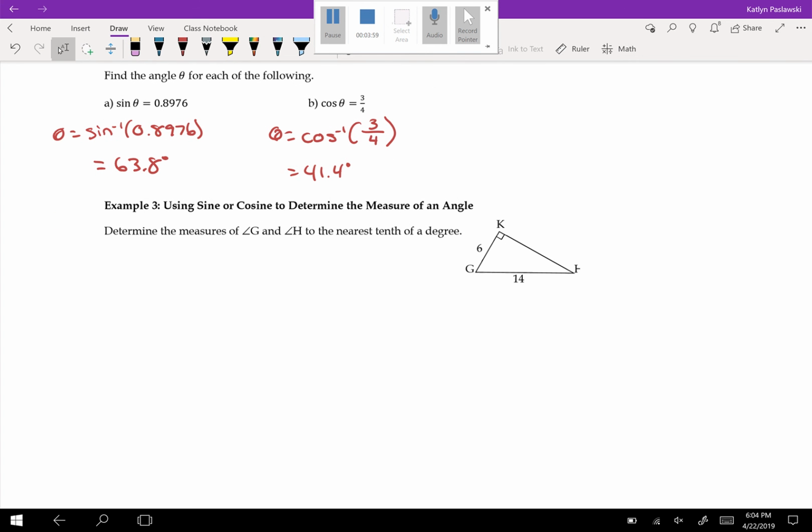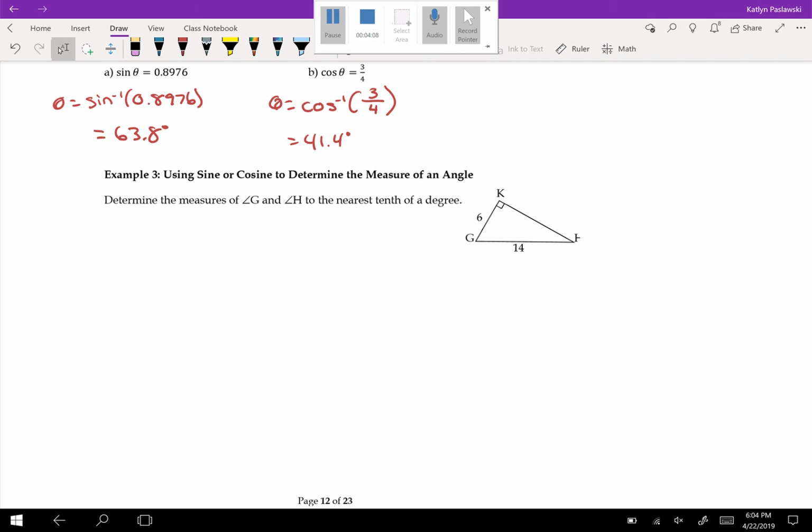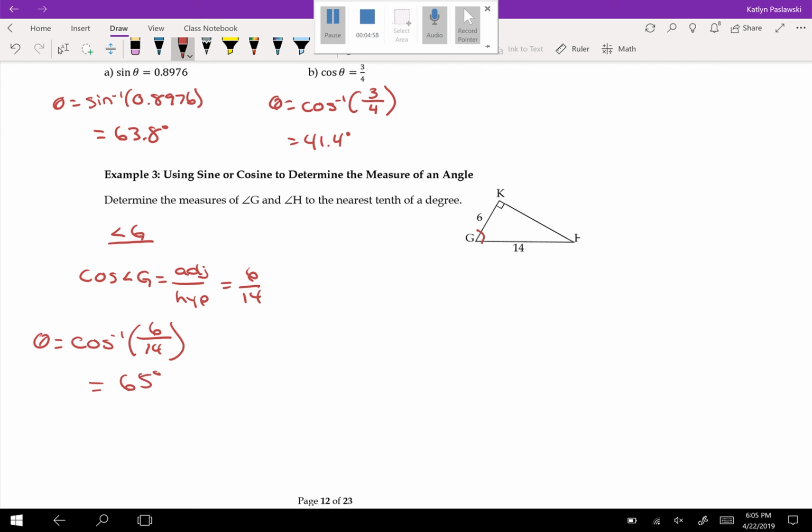Using cosine or sine to determine the measure of an angle. Here we have a triangle, and it wants us to determine the measures of angle G and angle H to the nearest tenth of a degree. So let's start with angle G. Let's find the cos of angle G. Cos of angle G is equal to adjacent over hypotenuse. If this is angle G, we have our adjacent, which is 6, over hypotenuse, which is 14. So we have 6 over 14. Now we're solving for an angle, which means we need to use the inverse cos of open bracket 6 divided by 14, close bracket, to solve for the angle, which would give us 65 degrees.